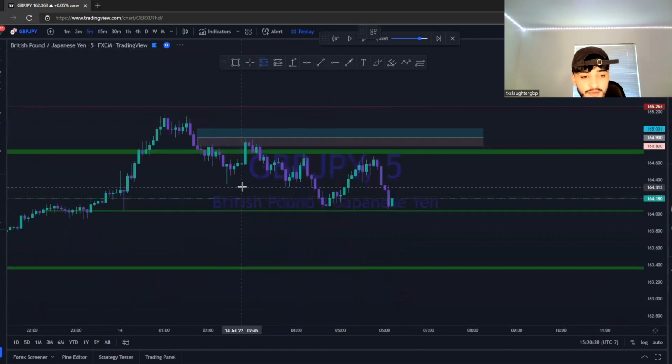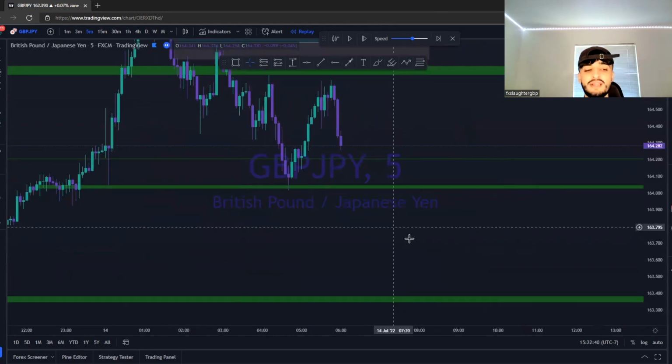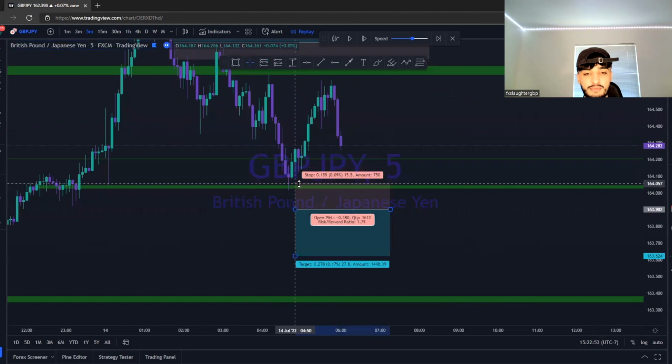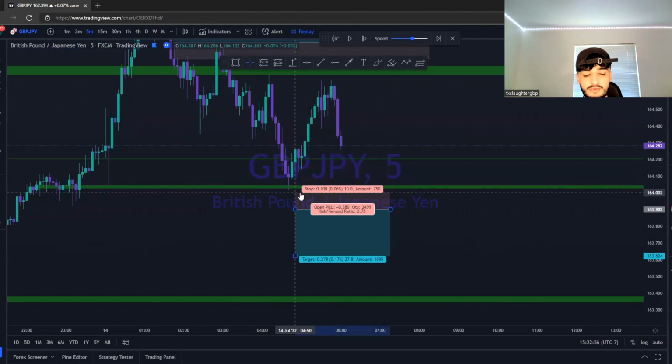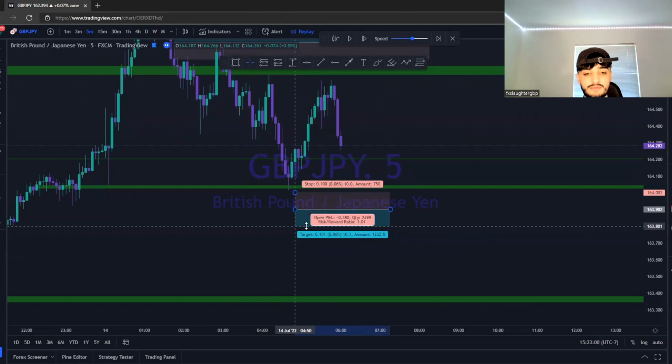Let's come down to 5 minute. It would have been better if I went down to 1 minute, but I can't really go down to 1 minute at the moment because the data will be lost. TradingView unfortunately doesn't have the data to 1 minute. So coming down to 5 minute, we're gonna take an entry at 163,900. And stop loss will be 10 pips. First target will be 10 pips.